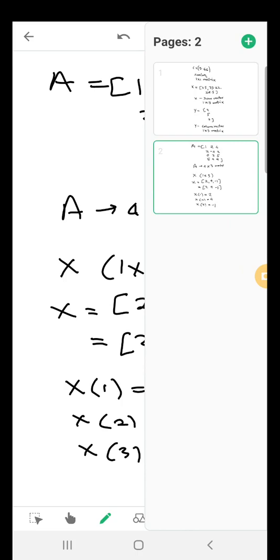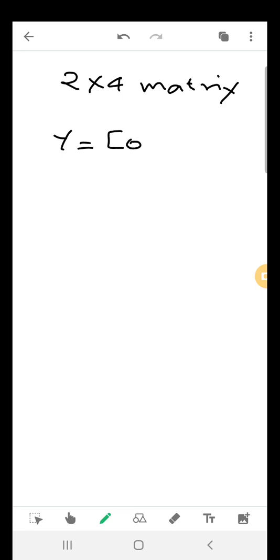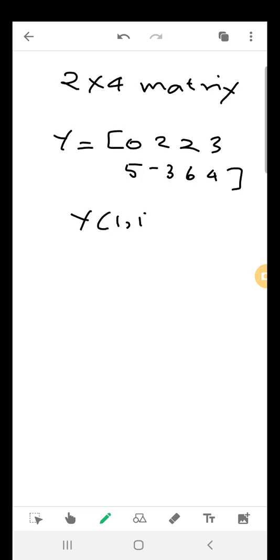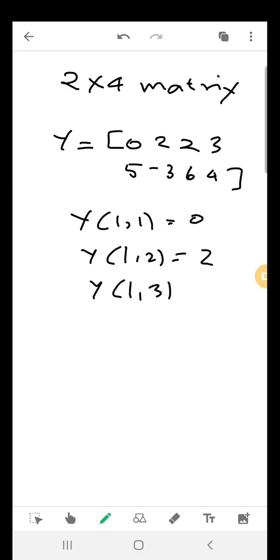Similarly, we can also represent a 2 into 4 matrix in this fashion. Suppose there is a matrix Y is equal to, say, 0, 2, 2, 3, and 5, minus 3, 6, 4. So here the 1,1 element is equal to 0, the 1,2 element is equal to 2, 1,3 is again 2, and 1,4 is 3.